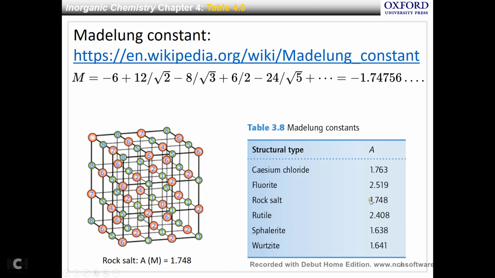And again, you see this number here for rock salt structure. The symbol is A in the textbook, but it's M in this Wikipedia page for this Madelung constant. But again, this is a Madelung, so I think it's more natural to use M, but unfortunately in the textbook, A is the symbol for the Madelung constant, 1.748. For other structures, of course, you have different structures, and then you have different Madelung constants.